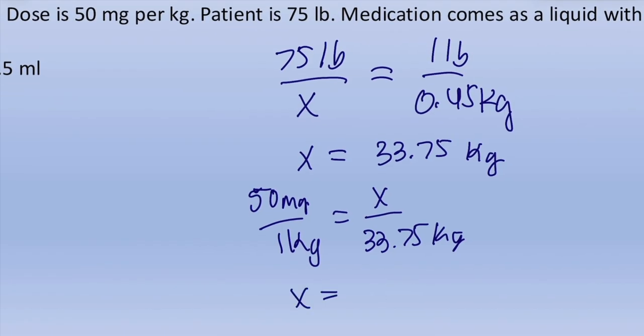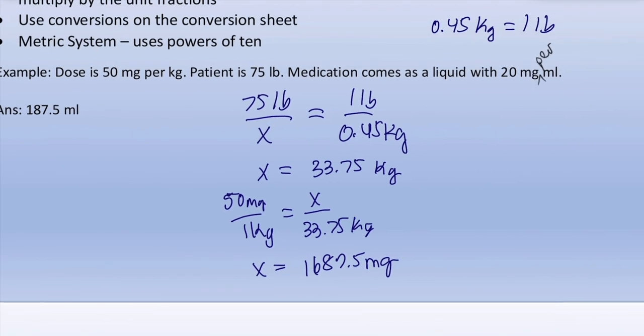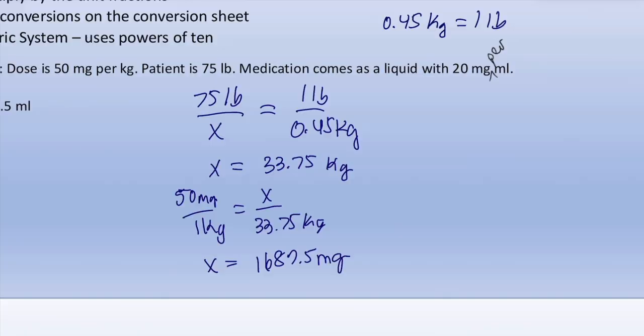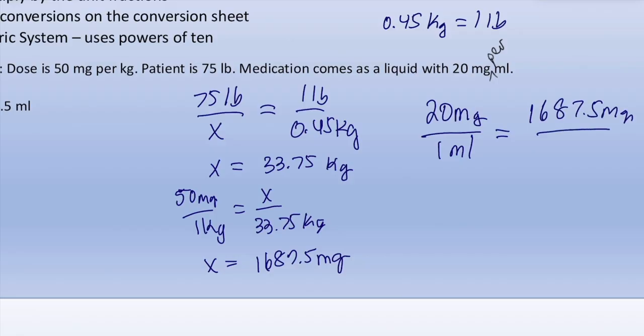So we need to get into this patient's body 1,687.5 milligrams of the medication. But the medication comes in 20 milligrams per milliliter. So that's 1 milliliter. I always put the 1 there just to remind me what I'm multiplying by. So 1,687.5 milligrams will be how many milliliters? So we want to know how much liquid needs to go into the patient.